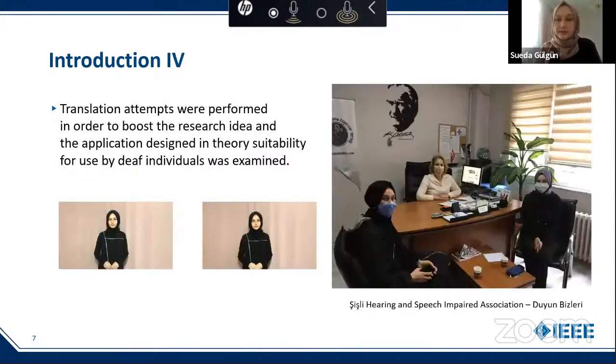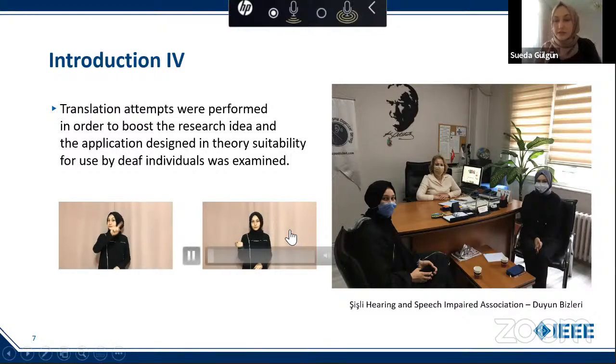In order to strengthen the research proposal, we performed translation tests and tested the suitability of the application we built in theory for use by hearing impaired people. We improved our design in light of the blemishes we discovered at this stage. For example, showing TİD signs corresponding to Turkish words by placing them one after another is not a translation process. In addition, the mimics and gestures of the model in the sign videos used in translation should be clearly understandable.